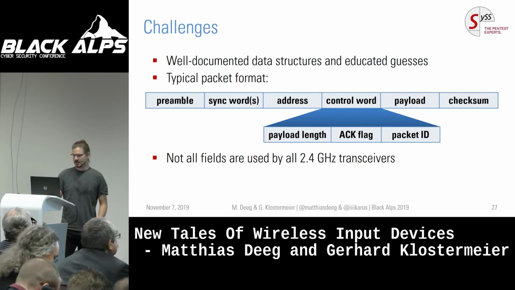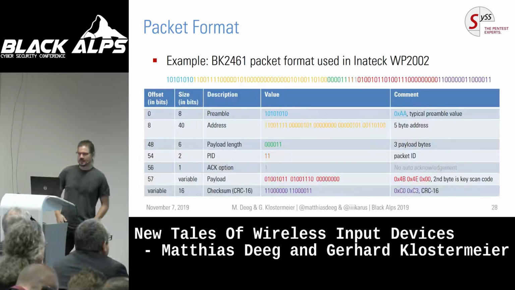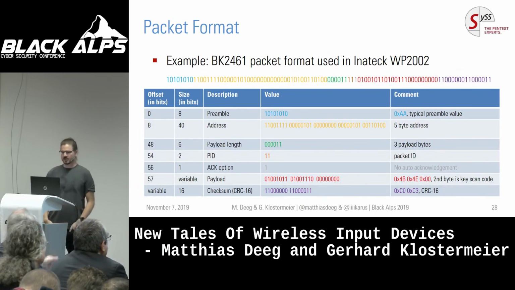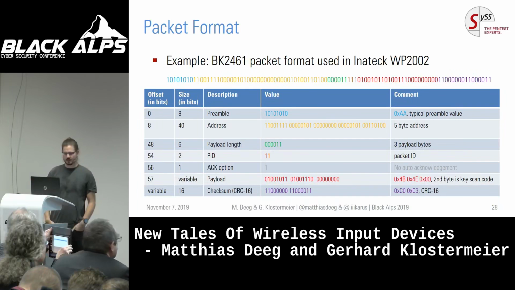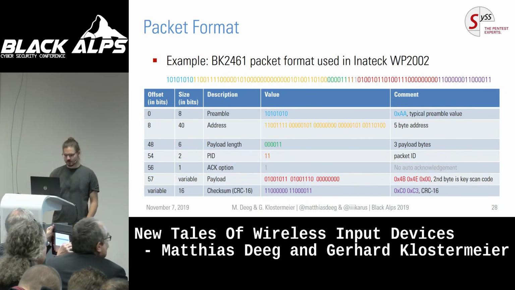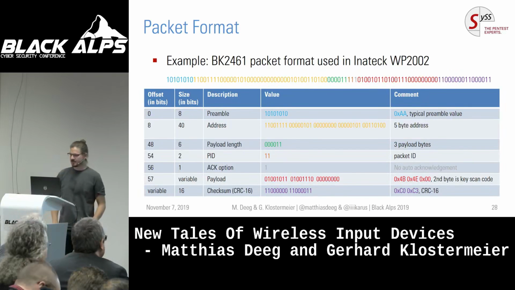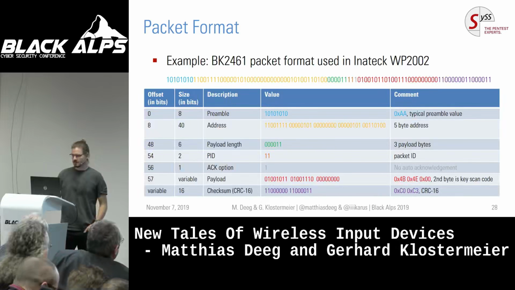And if you looked at the data sheets and the ones and zeros in the air, you eventually come to something like this. So you understand what the preamble is. You can dissect the actual address that the chips are using, some more control fields, payload length fields, and of course, most important, the actual payload that is sent by the devices and the CRC checksum field. So this is an example for one of them, but they're similar in most cases.